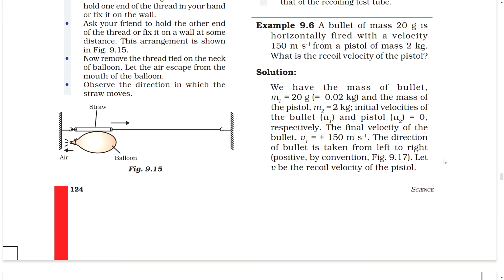Example 9.6. A bullet of mass 20 gram is horizontally fired with a velocity of 150 meter per second from a pistol of mass 2 kg. What is the recoil velocity of the pistol? Solution. We have the mass of bullet m1 equal to 20 gram equal to 0.02 kg and the mass of the pistol m2 equal to 2 kg. Initial velocities of the bullet u1 and pistol u2 equal to 0 respectively. The final velocity of the bullet v1 equal to plus 150 meter per second. The direction of bullet is taken from left to right as positive by convention. Let v be the recoil velocity of the pistol.